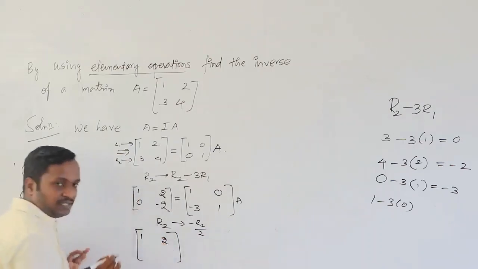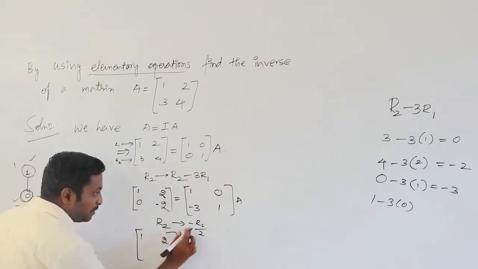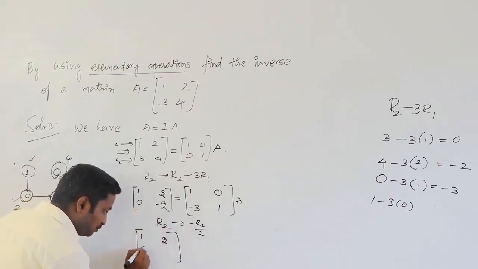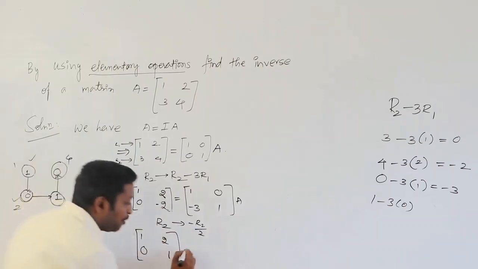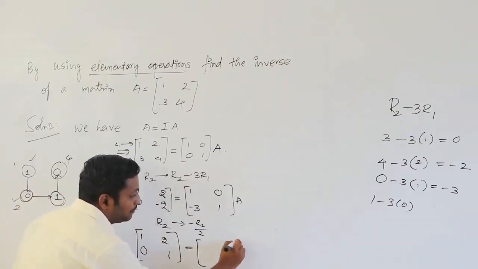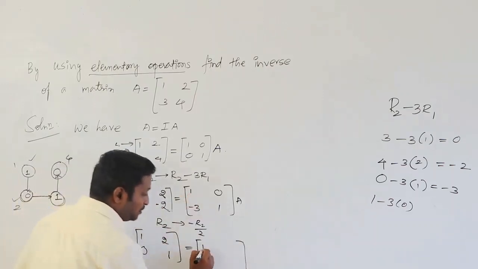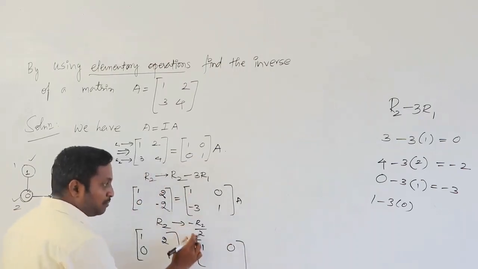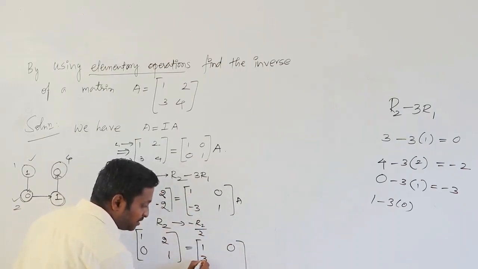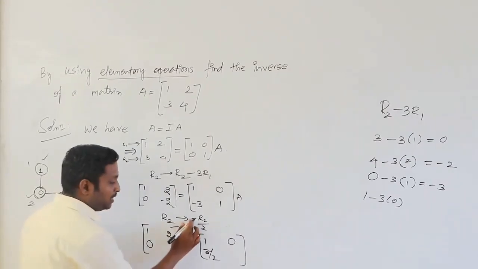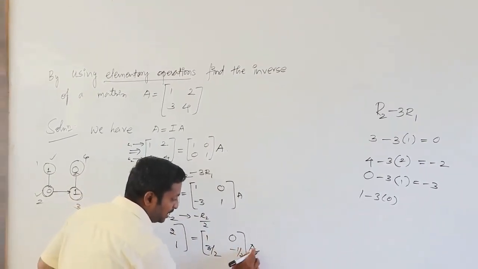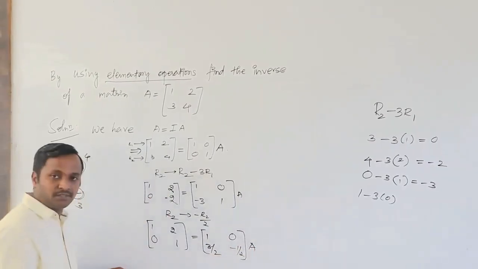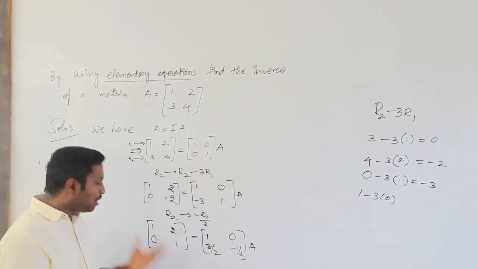1, 2 as it is. After that, it is replaced like this. Minus 1 by 2 into 0, 0. Minus 1 by 2 into minus 2, 1. Same operation you have to apply here. 1, 0 as it is. Minus 1 by 2 into minus 3, plus 3 by 2. Minus 1 by 2 into 1, minus 1 by 2. This I have to write compulsorily. Minus 1.